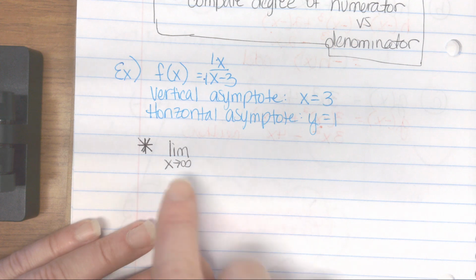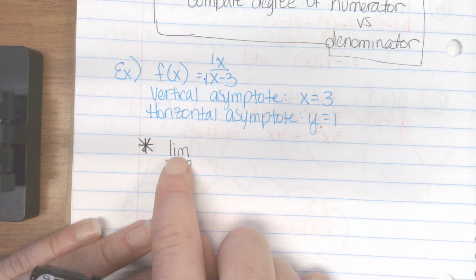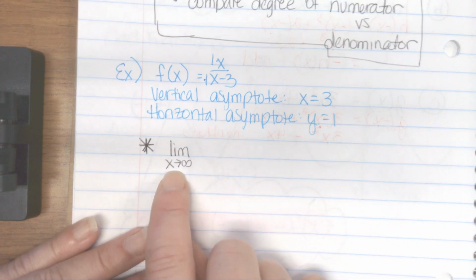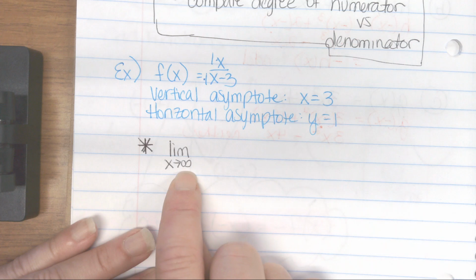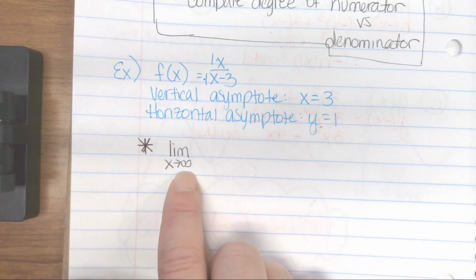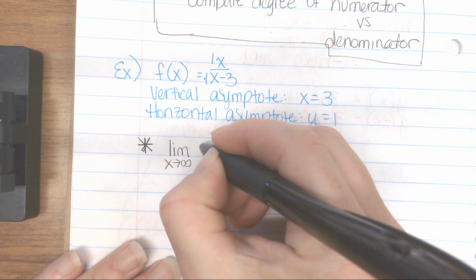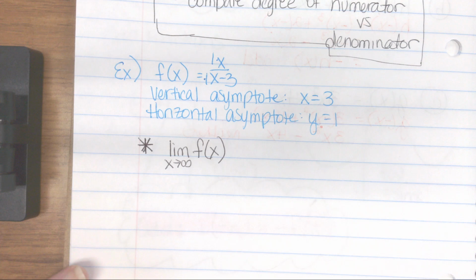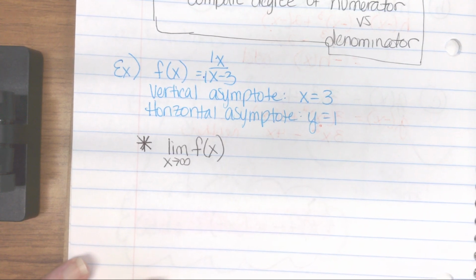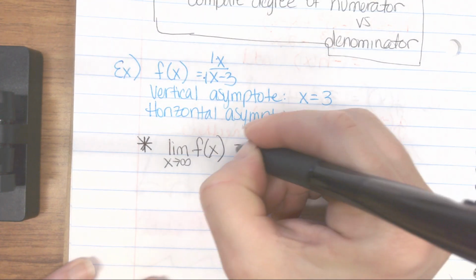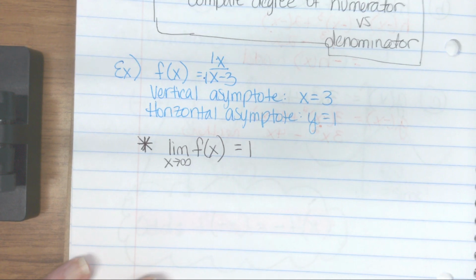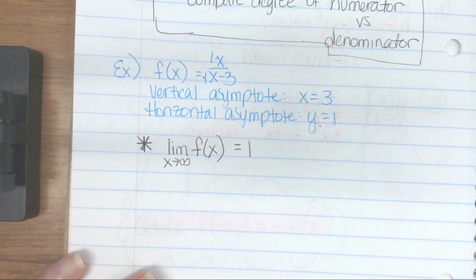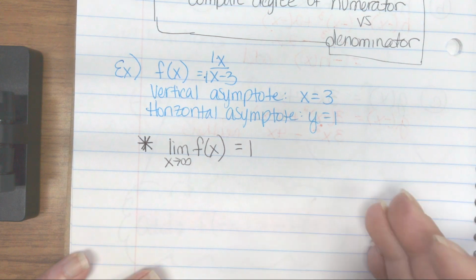So that means, what's the limit of the function as x goes to positive infinity, means to the end to the right. What is the function, or the y value, going towards? It's going to be the same as its horizontal asymptote. So it's going to be 1. Okay. That's going to the right.